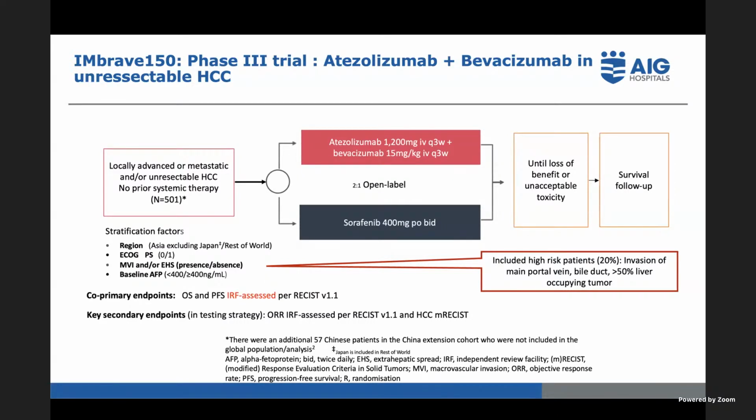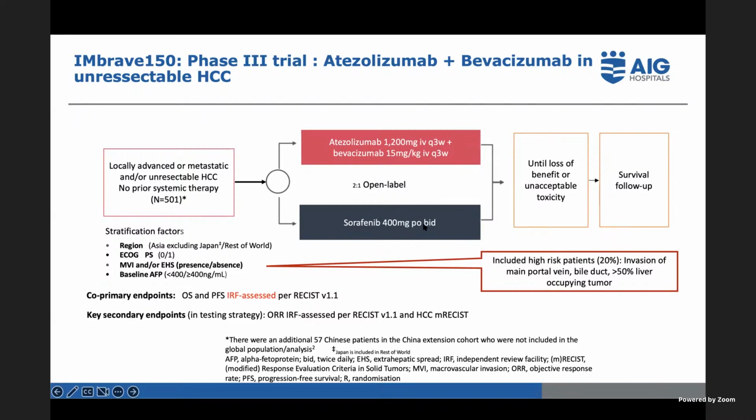Coming to the IMbrave150 study, this is the study based on which we are all prescribing our medications. This study took patients with locally advanced or metastatic and/or unresectable HCC who had not received any prior systemic therapy. They stratified patients by region, Asia versus rest of the world, excluding Japan from Asia. All these patients had very good performance status, and were stratified by presence of macrovascular invasion or extrahepatic spread, and by baseline alpha-fetoprotein, less than or more than 400. Atezolizumab was used at 1200 milligrams every 3 weeks, and bevacizumab at 15 milligrams per kg body weight every 3 weeks.